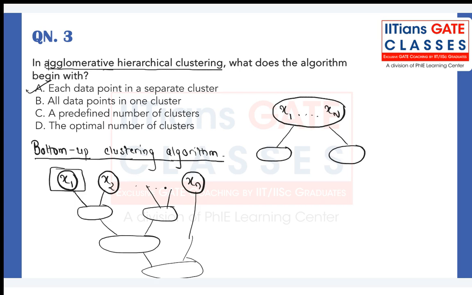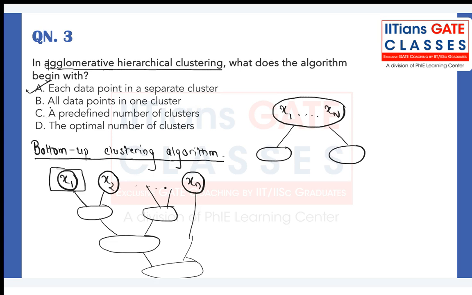So option C says, does it mean a predefined number of clusters? So if you recall, when you were learning k-means clustering, you have to fix the value of k, which is the number of centroids or number of clusters. And here you don't have to actually do that. That is the advantage of using hierarchical clustering over k-means clustering. So you don't have to set any predefined number of clusters. It will actually find it for you.